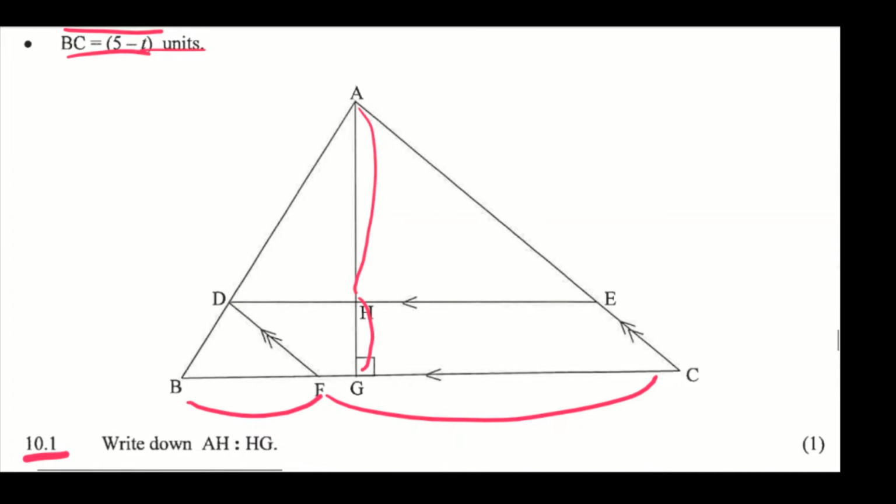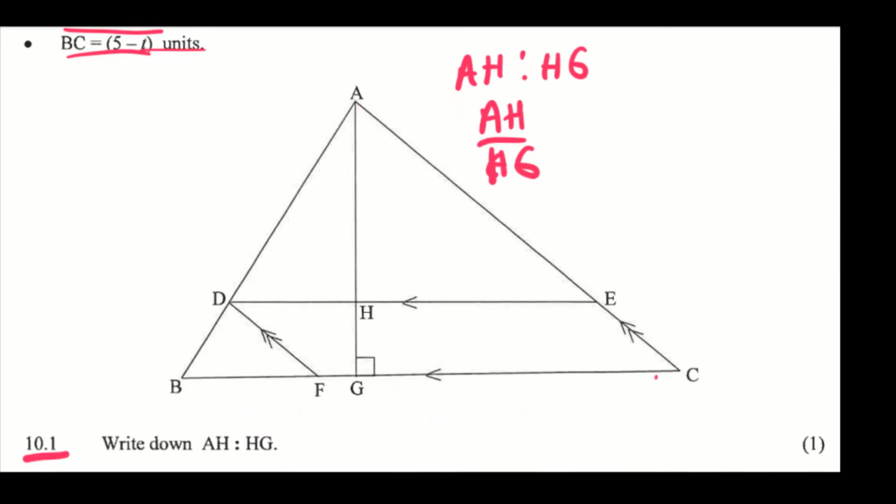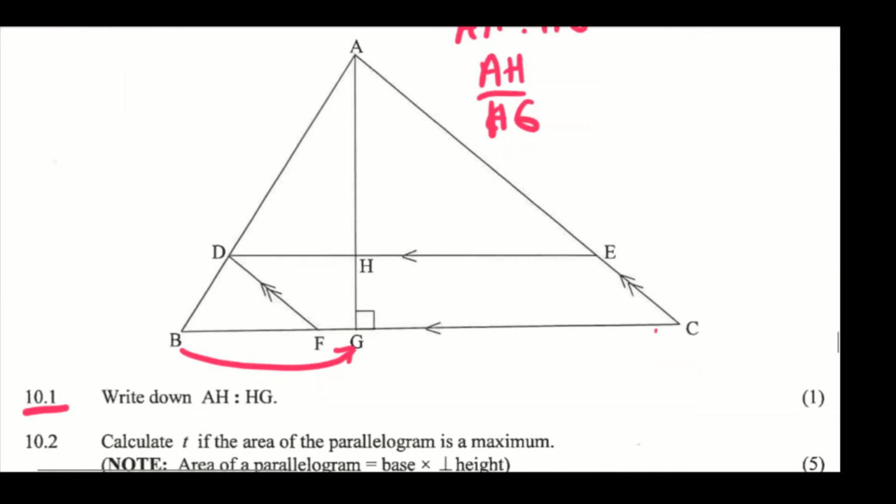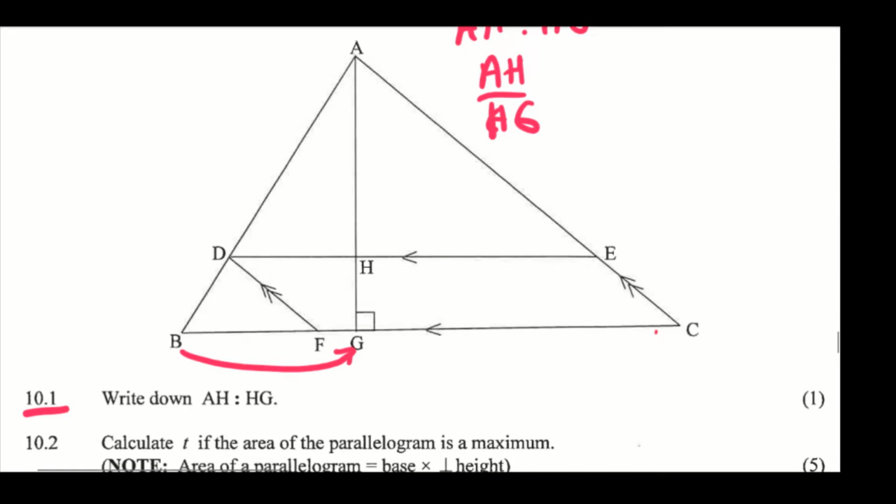So to find AH is to HG, which is AH over HG, what we need to do is this. BF, not BG, BF to FC.